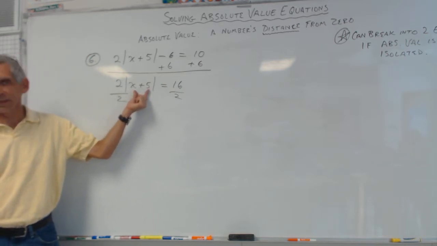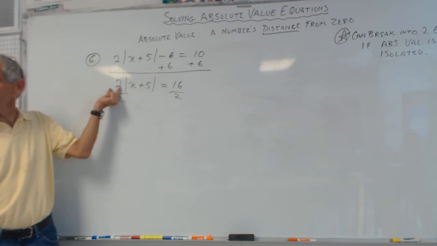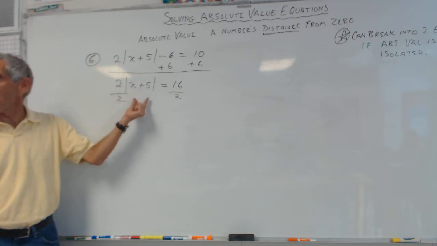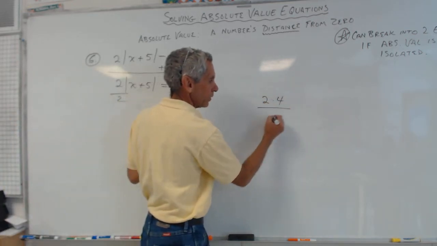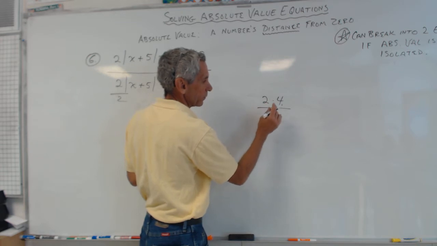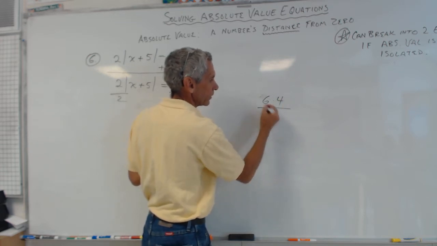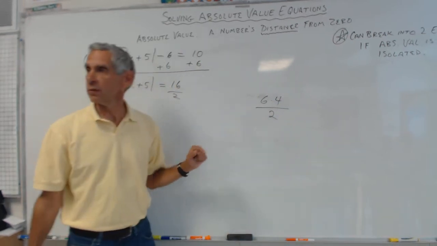I talked about it last week. Because this is 2 times a blob. It's a blob. And like if you had a fraction, well, let's do a different one. 6 times 4 divided by 2, right?